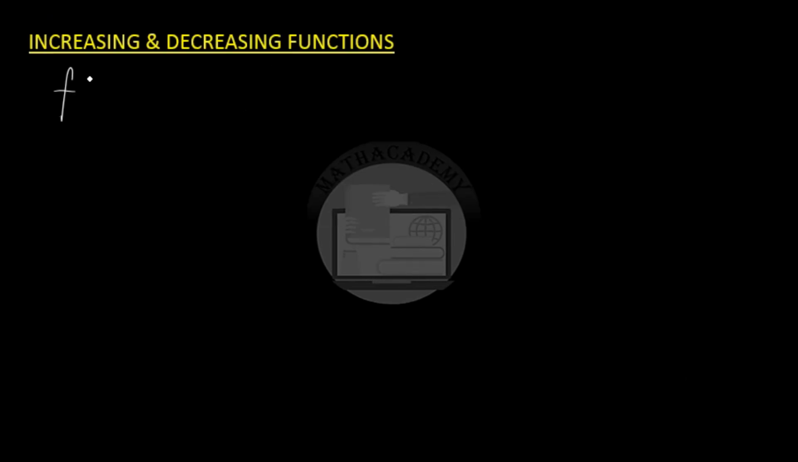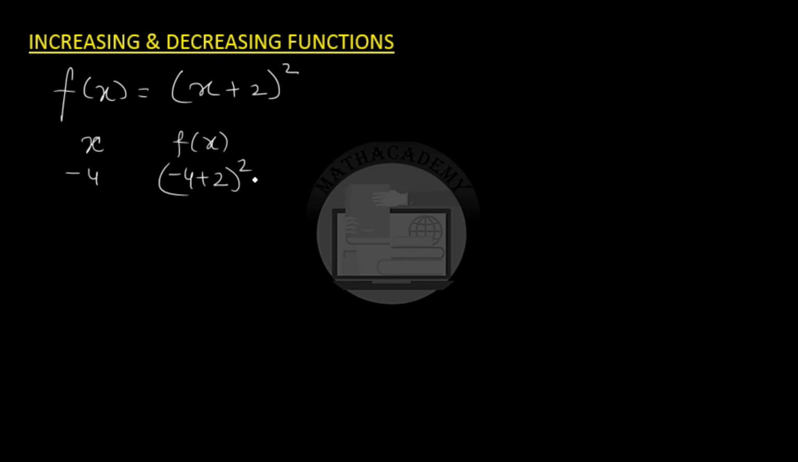Take a function f of x is equal to (x plus 2) whole square. Now we have to determine which part of this function is increasing, which part of this function is decreasing. When x is minus 4, our f of x is (minus 4 plus 2) whole square, which is 4. When x becomes minus 3, we will get (minus 3 plus 2) whole square, which is 1. And when x comes to negative 2, then our f of x turns to 0.